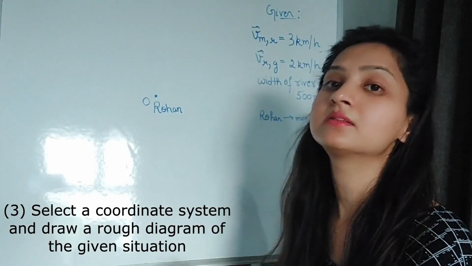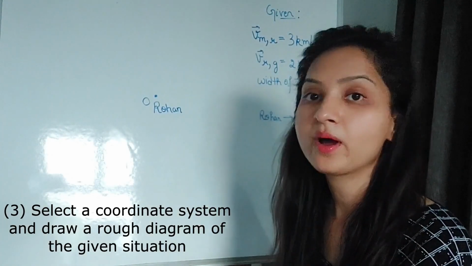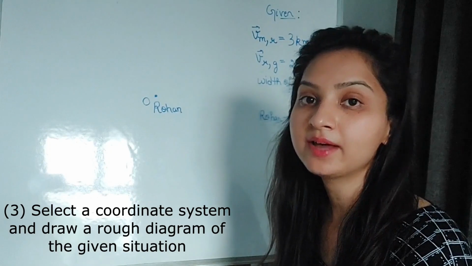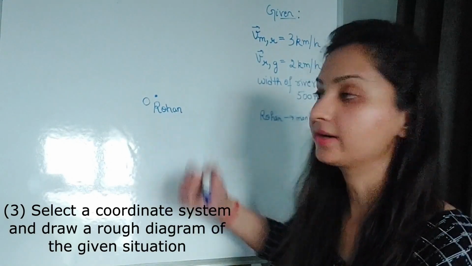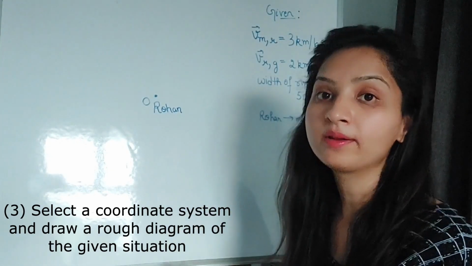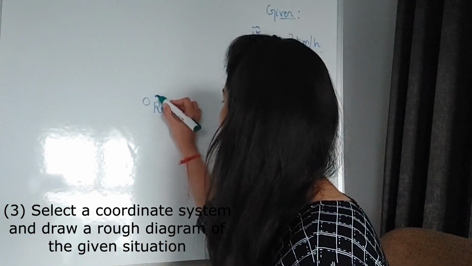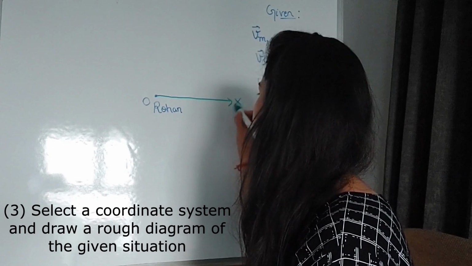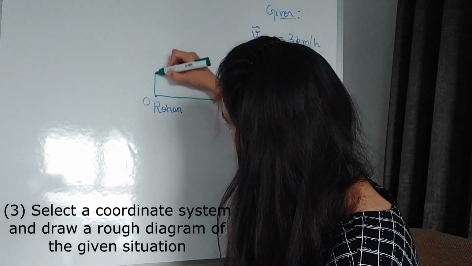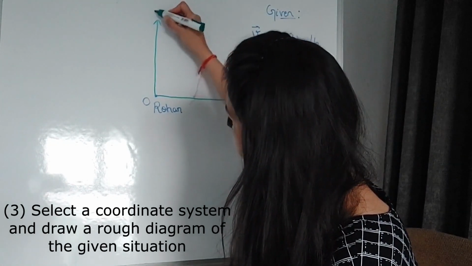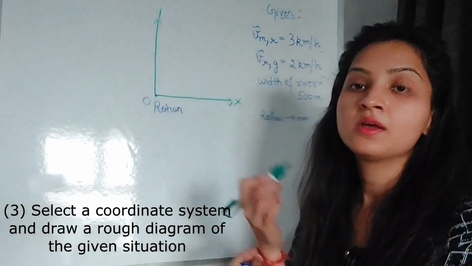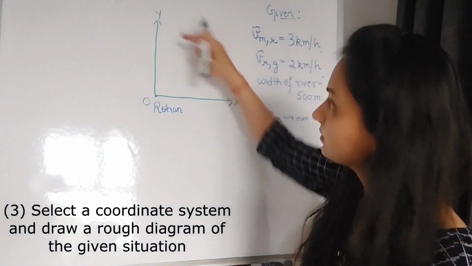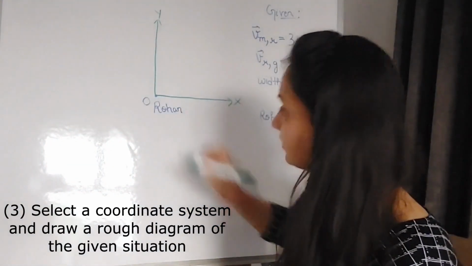Origin is 0. You know how to draw x and y axis. X will be the horizontal direction and y is the vertical direction. So I attach my coordinate axis here. So this is x and this is y. Okay, this is x direction, this is y direction, and Rohan is here.